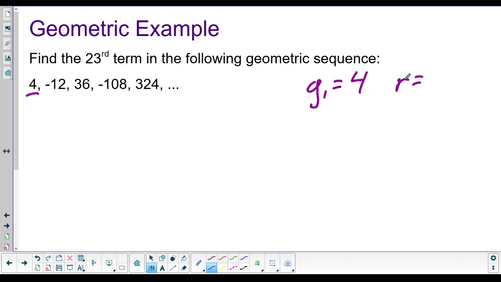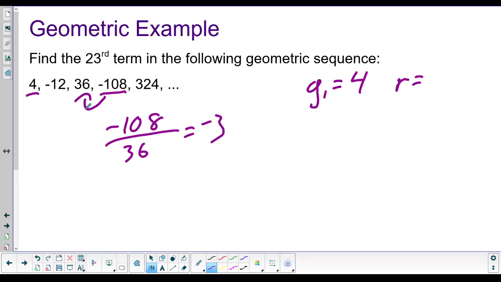Our common ratio, we need to do a little bit of math to find. So just like for the arithmetic sequence, we took a number and subtracted the one before it, we're going to take a number and then divide by the one before it. So -108 divided by 36 is -3. You can see how it goes positive, negative, positive, negative, positive. That means you are multiplying by a negative each time to switch the sign. So r is -3. The negative is important here. Don't get rid of it. You're not wrong. It's there for a reason, I promise.